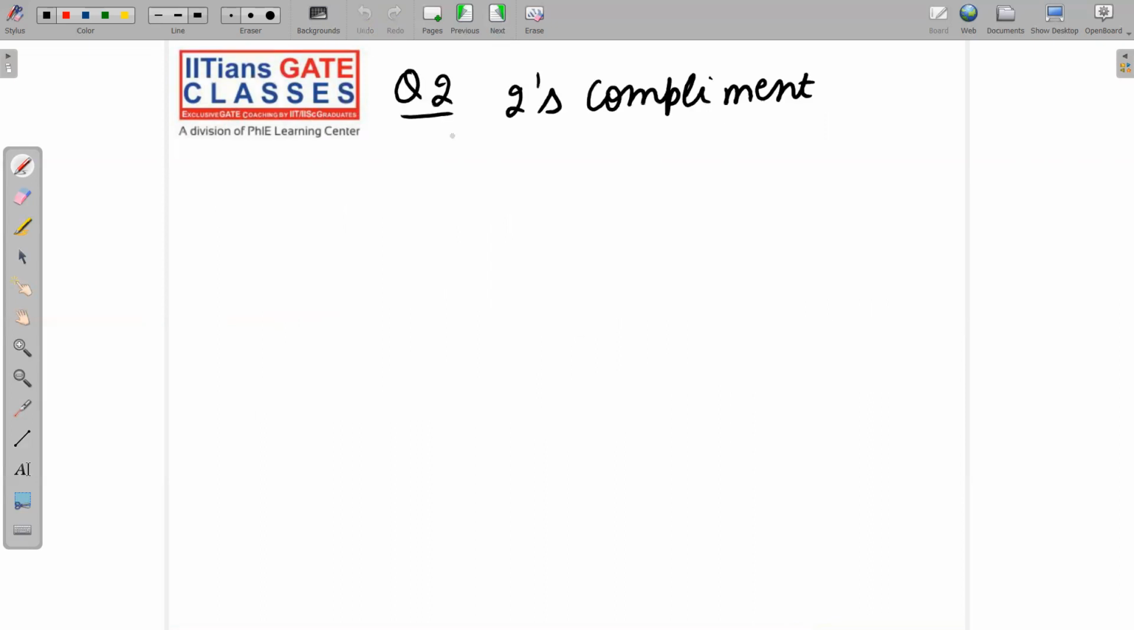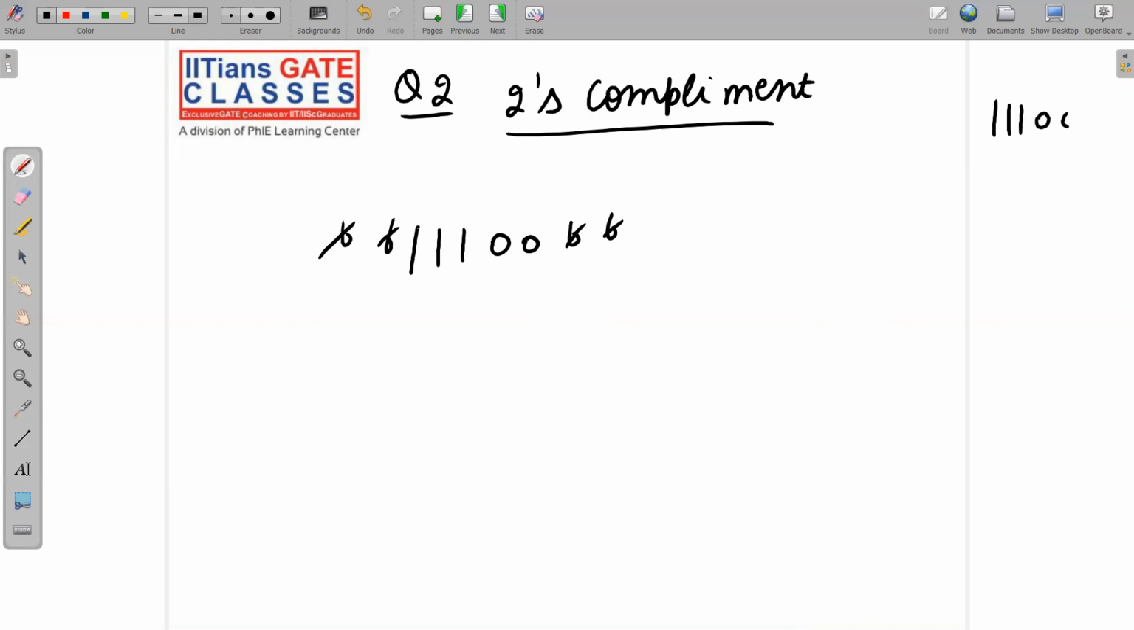Okay, next question, two's complement. Two's complement is again very easy. So let me give you one example. Say 11100. Here we have blanks. So what will be the two's complement of 11100? I have already given you a shortcut in Mealy machine also, but let me give you a small hint here also.